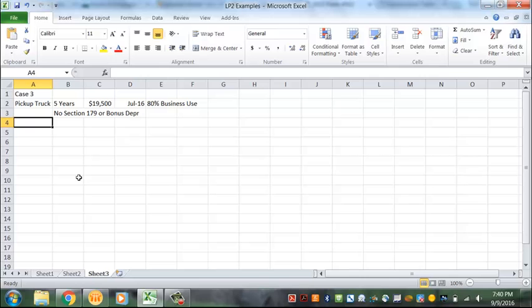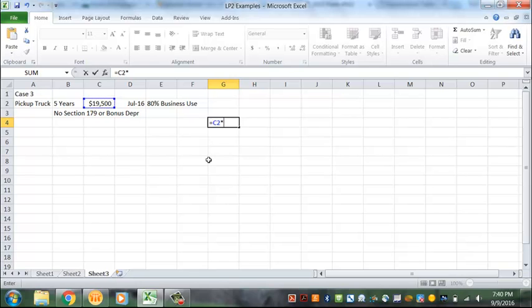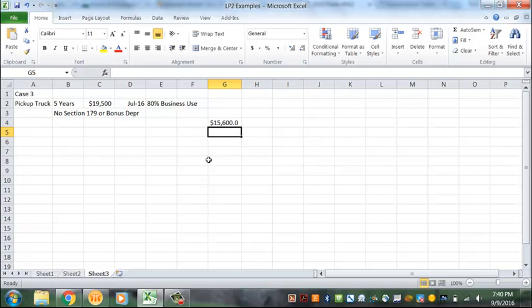We are not taking any Section 179 or bonus depreciation, but the kicker on this one is that we're only using it 80% for business use. So we have to limit the amount that we're taking as a deduction and only depreciate 80% of the cost of the truck. So first, we're going to take our total of $19,500 times the 80%, so we know our basis for depreciation. So our $15,600 is what we're going to depreciate this time.